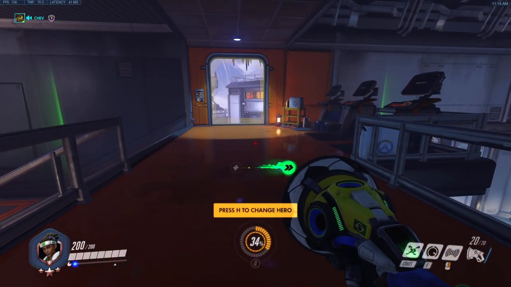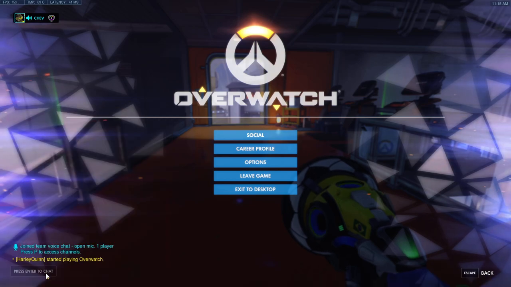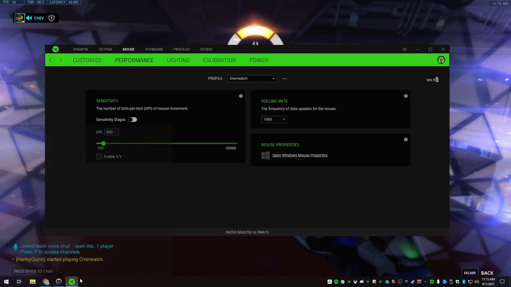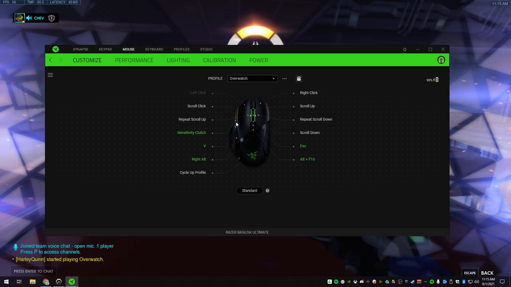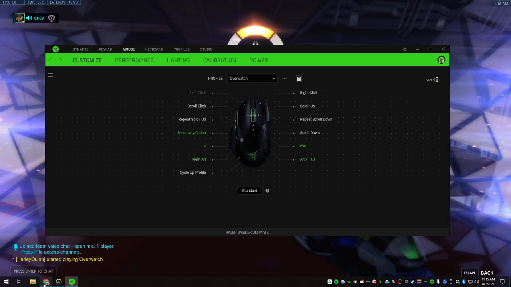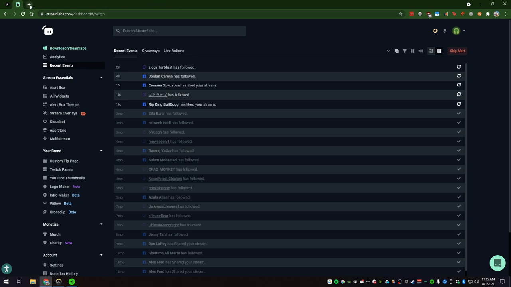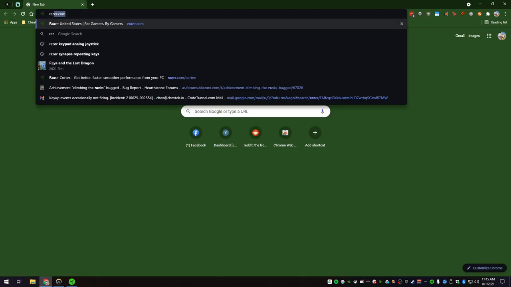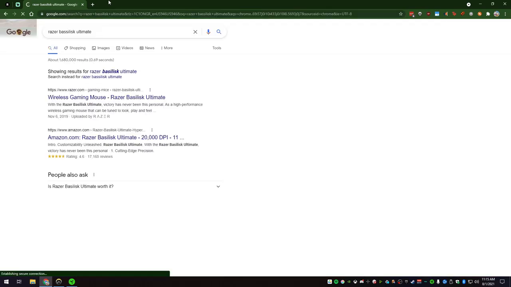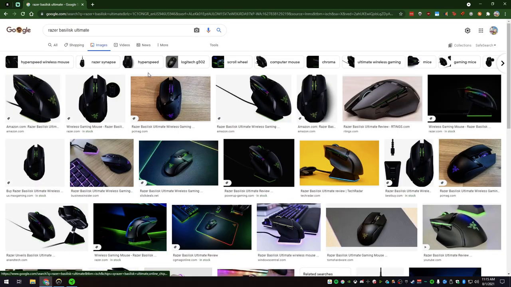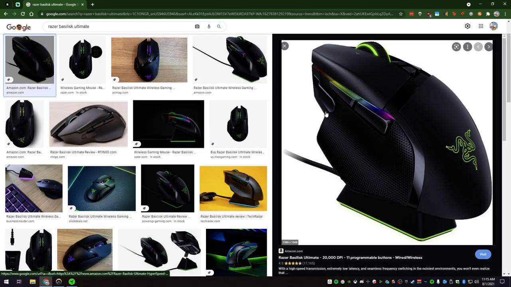But the thing I wanted to show is that the Razer Basilisk has this cool thing on the side of it. Boy, you can't really see it on this thing here. Let's just find a picture of it. Razer Basilisk Ultimate. Let's find a picture. I could just get the camera out, but it's kind of a pain. Here we go. Here's a good picture.